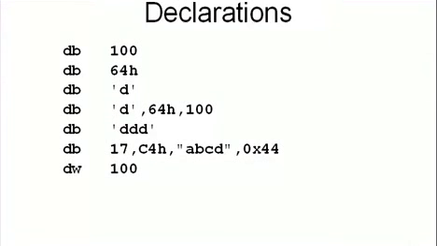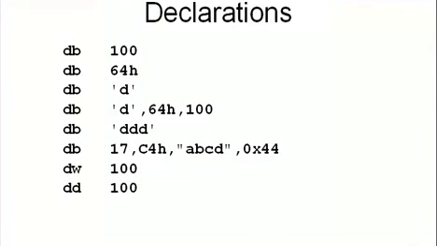And you can make the same type of declaration, strings and all, with the DW, define word directive. The only difference is that with DW, 16 bits is allocated, so you always get an even number of bytes. If you declare an odd number of initial values, as in this case, one more byte with a value of 0 will be added at the end.